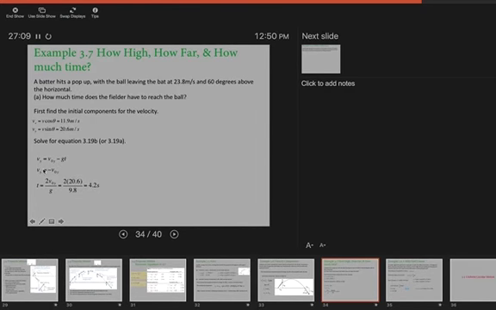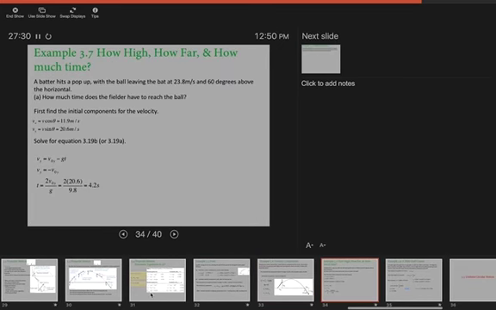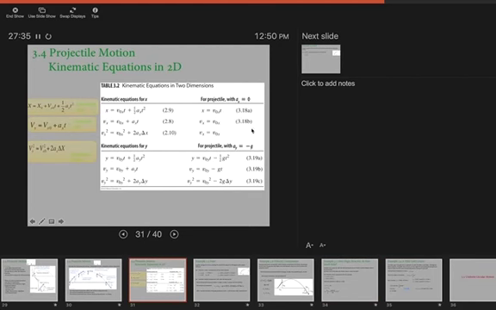I move this V node Y to the other side and get T equal to 2 V node Y over G. Two times the V node Y that I found here, divided by G, 9.8, gives 4.2 seconds. So the ball needs 4.2 seconds to travel from here and land here. Look, do not complicate things. Do not complicate your problems, because all you need is to look at all the equations like we did in chapter 2. You need to find the time, this t. If you want to find this t, you have to use this equation.